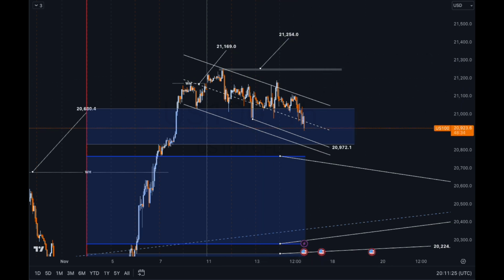So trades from this level, in my opinion, trades from this level above this zone over here might be solid, might be 10 out of 10.